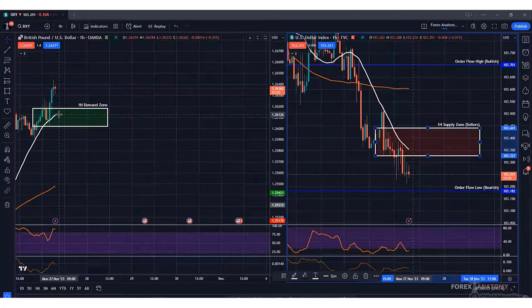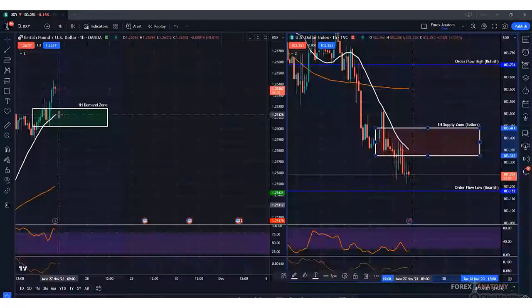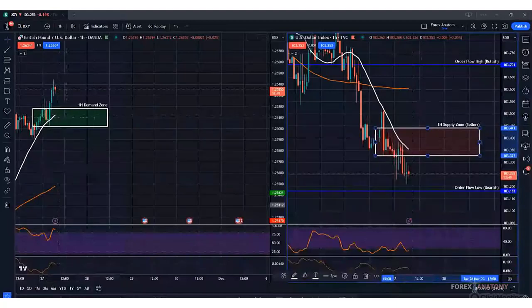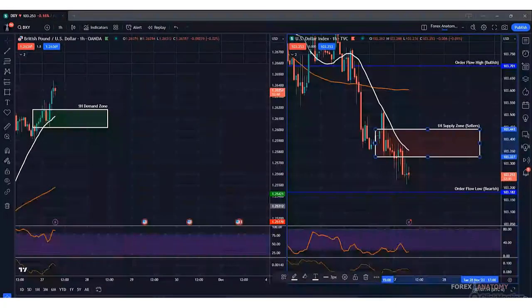So in this case, we're trading pound USD. We look at the Dixie. We can even look at the US dollar equally weighted index and see if that hits supply. If it does, then we want to look for opportunities to short. But that's pretty much it for the most part. We will be looking to buy.